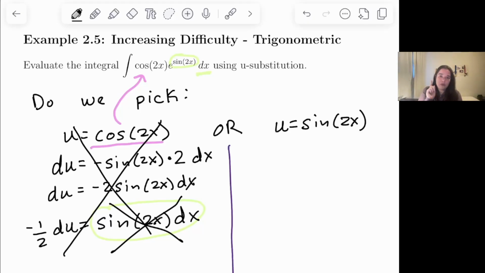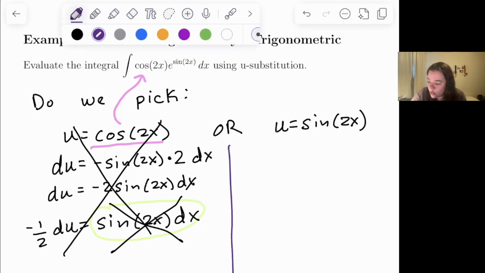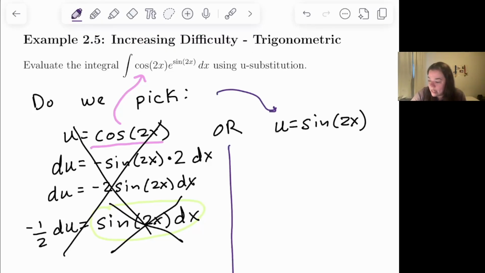You have to go through a few of those mistakes, though, to realize you have the wrong choice. Again, wisdom and experience only comes from wisdom and experience. I know that sounds stupid, but you have to go through this process. You've got to make this mistake to realize that's the wrong path. The correct path will be picking u to be sine of 2x.